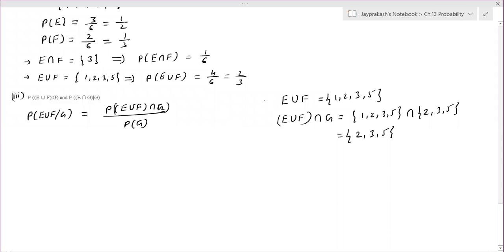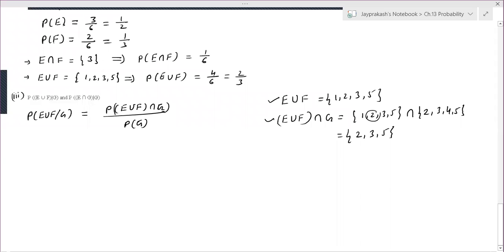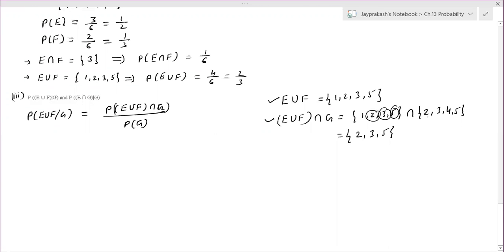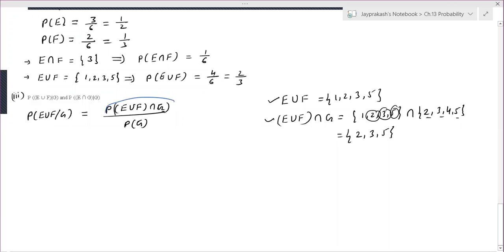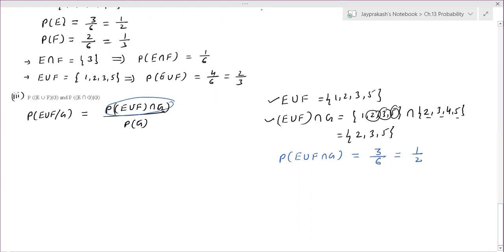So these are the additional calculations for E union F with the intersection of G. Now these three elements are common in both parts, so we will write 2, 3 and 5. Now we need a probability. For the probability of E union F with the intersection G, we have 3 elements out of 6 elements, so its probability will be 1 by 2.